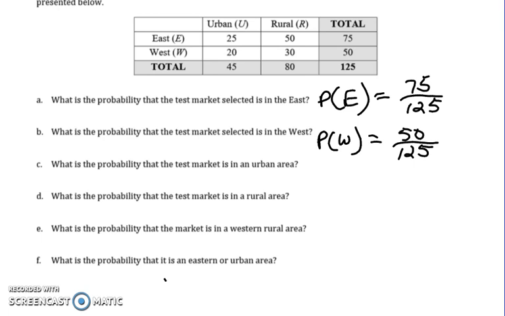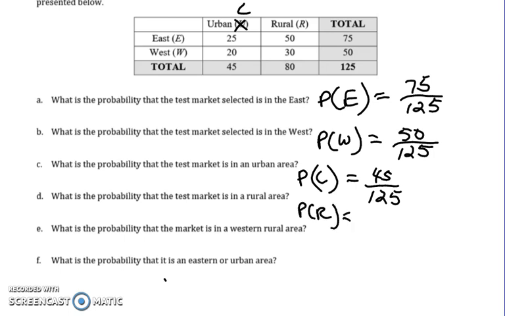Not to confuse the U with our OR symbol, let's change this U to a C. So we'll refer to C for urban. Think city. So the probability of it being urban is going to be 45 out of 125. And the probability of it being rural is going to be 80 out of 125. So those should all be fairly simple, just reading the table.